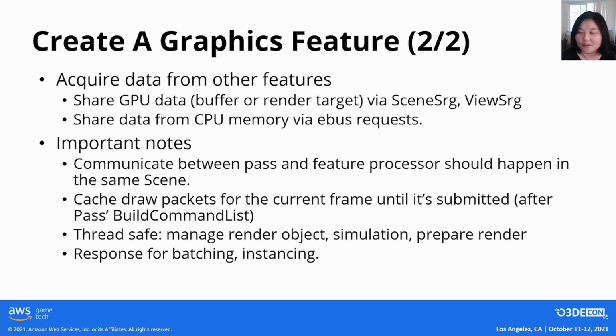There are a few important notes for the implementation. Communication between pass and the feature processor should happen in the same thread. The job packets should be cached until the frame ends. The feature processor needs to be thread safe with certain functions, especially the simulation, the render data submission, and the render instance manager functions. The feature processor may be responsible for batching and instancing.